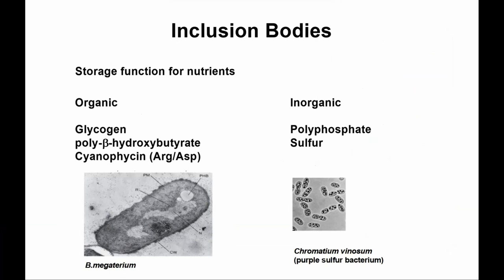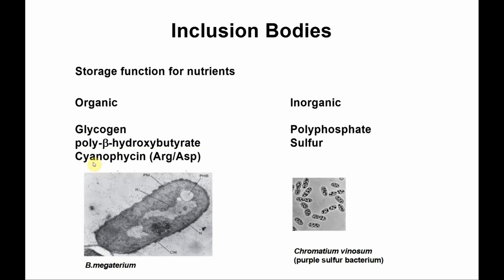So now we're coming on to the internal structures of bacterial cells, which you'll be relieved to learn are pretty simple. So some bacteria contain inclusion bodies in their cytoplasm, and their function is just to store nutrients. So several bacteria can produce inclusion bodies to store organic material, glycogen or polyhydroxybutyrate. So these are storing carbon.